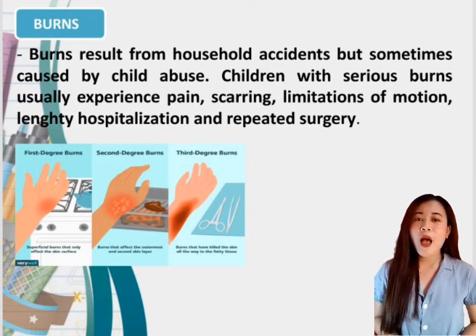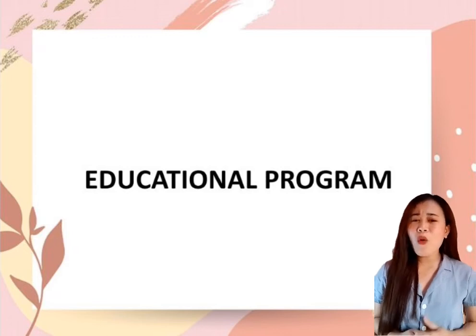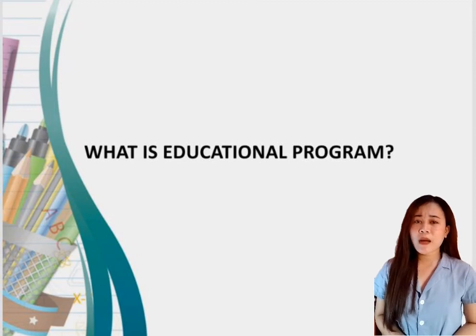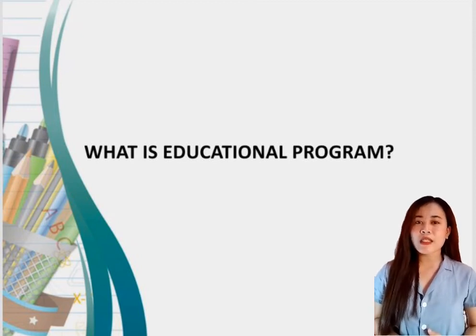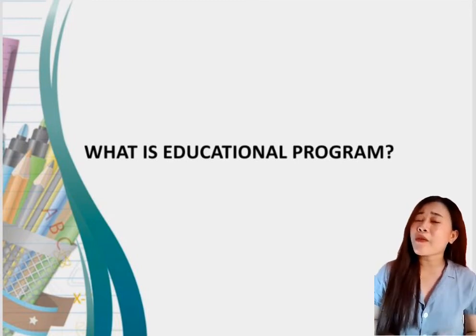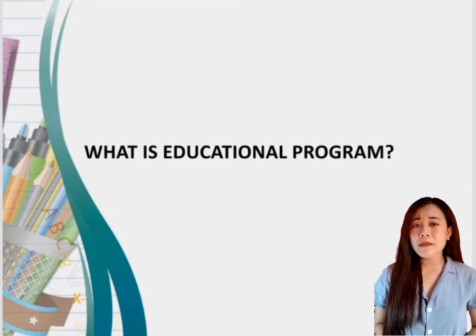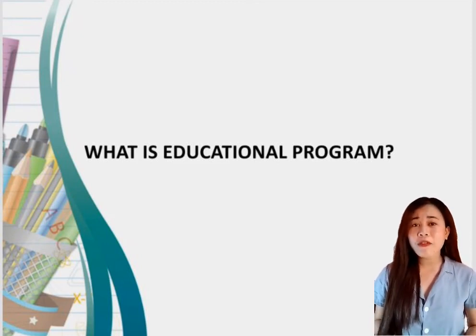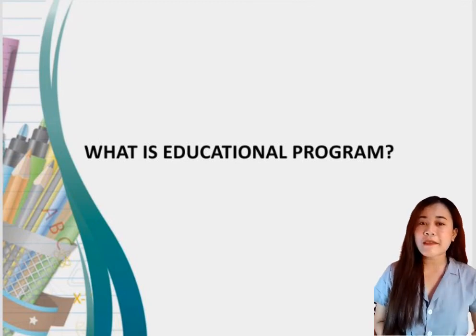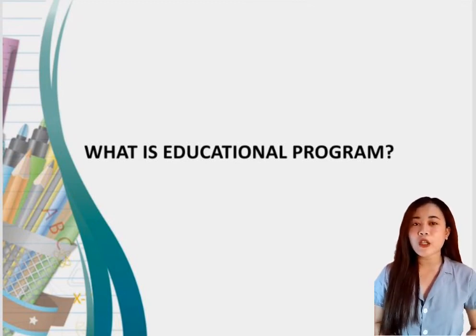So now let's proceed to the educational program. What is an educational program? An educational program is defined as any program principally engaged in the provision of education, especially to those children who have physical disabilities. This kind of program takes into consideration both administrative and instructional models of special education. There are 4 administrative models that are appropriate for this group of children.